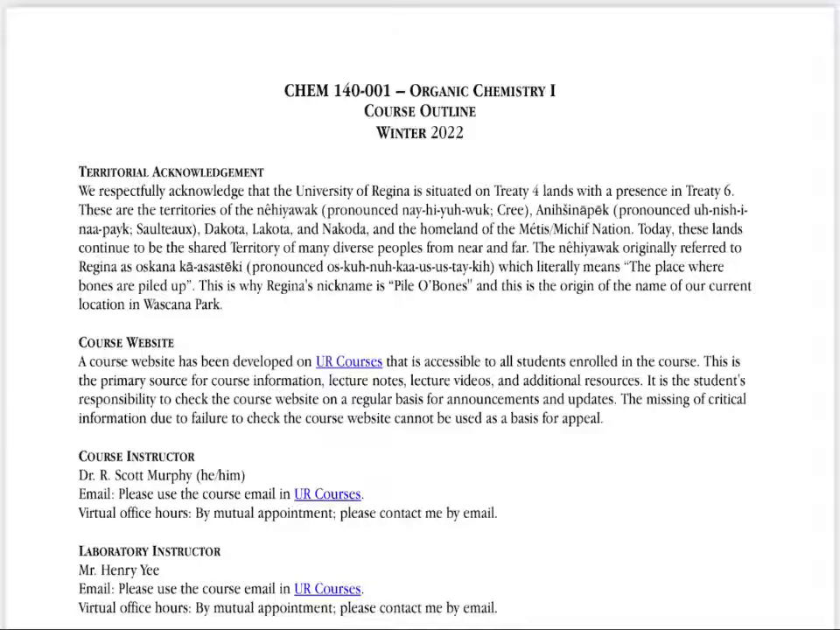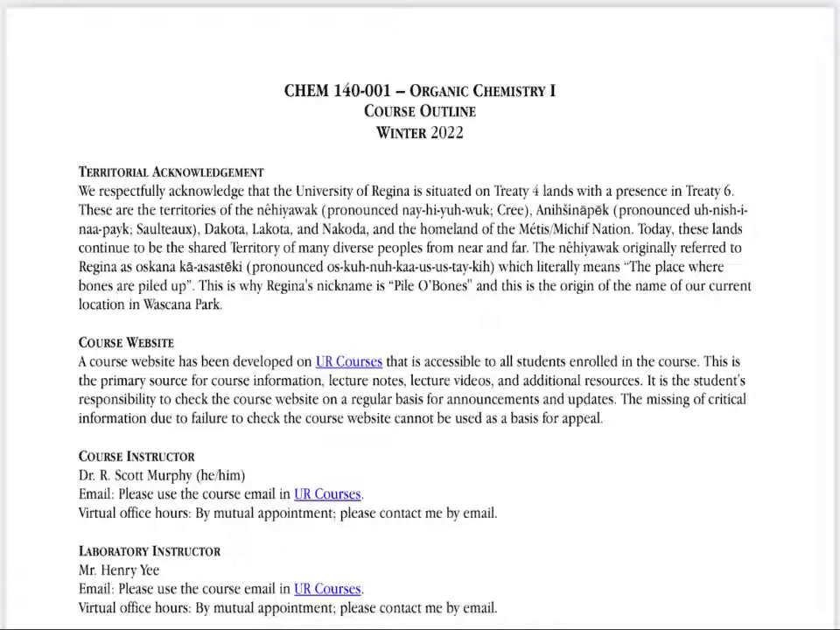We respectfully acknowledge that the University of Regina is situated on Treaty 4 lands with a presence in Treaty 6. These are the territories of the Nehiyawuk, the Anishinaabe, Dakota, Lakota, Nakota, and the homeland of the Métis Michif Nation. Today, these lands continue to be the shared territory of many diverse peoples from near and far.